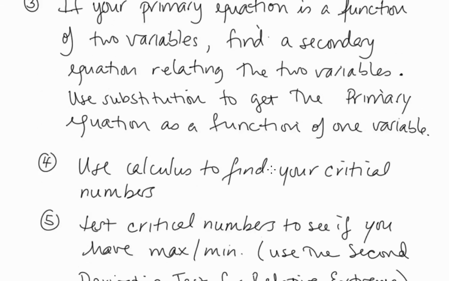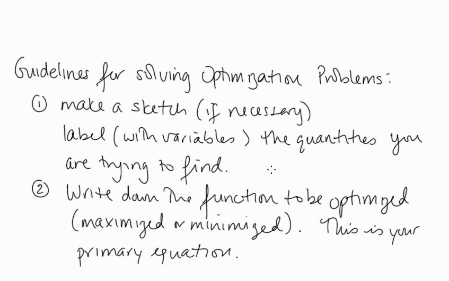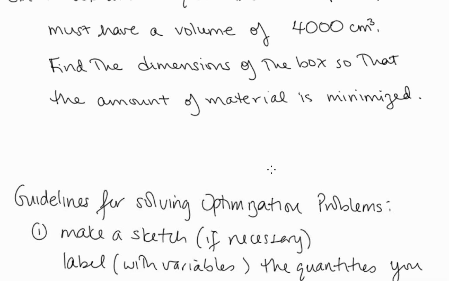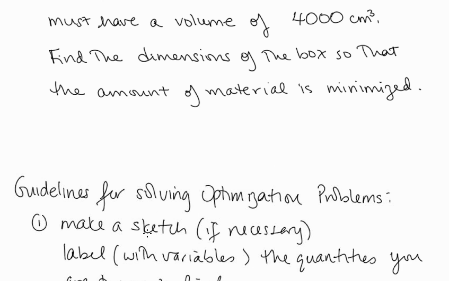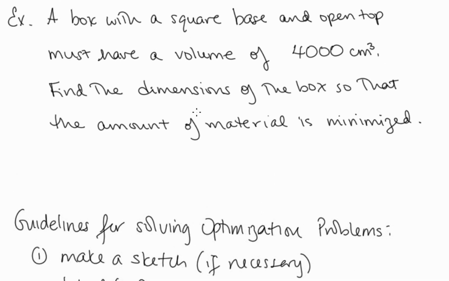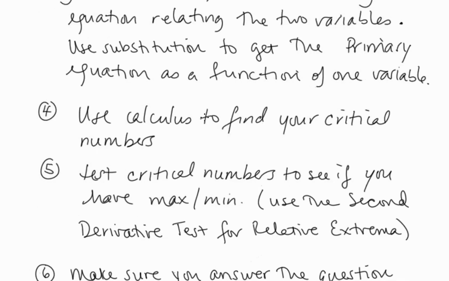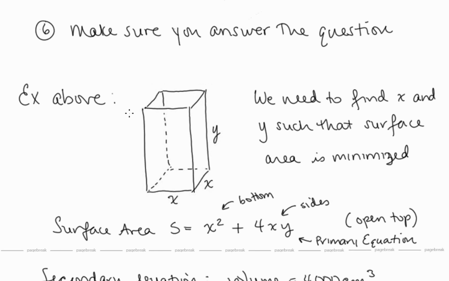So let's take a look at our example again. A box with a square base and open top must have a volume of 4,000 cubic centimeters. Find the dimensions of the box so that the amount of material is minimized. So the first thing we want to do is make a sketch of this box. And what do we know about the box? It has a square base and an open top. So here is our box. It has a square base, so the dimensions here are the same. I'm calling those lengths x. And here for the height, I'm calling that y.